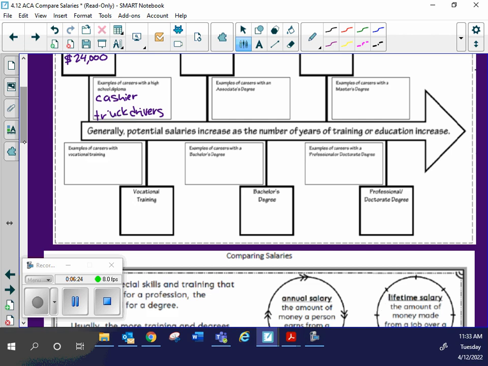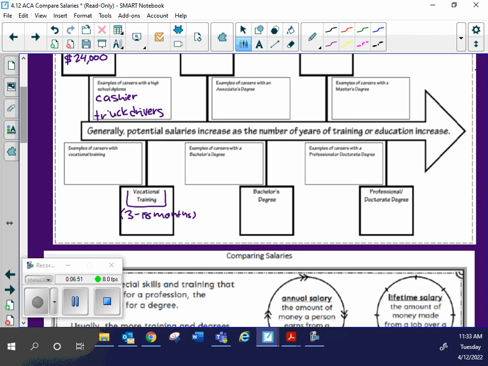Okay. Next, the next level of training is vocational training. So vocational, these trainings can take anywhere from 3 to 18 months. Okay, there's different trainings that are included. That might include like electricians, plumbers, mechanics, those kinds of jobs. People who work on cars, people who work on like the wiring in houses.